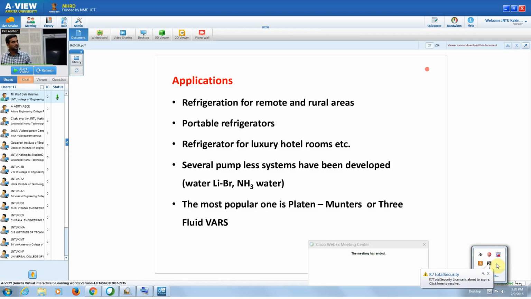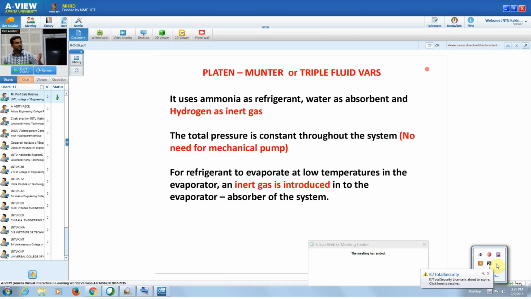The most popular one is the Platen Munters system, also called the three fluid vapor absorption refrigeration system. It uses ammonia as refrigerant and water as absorbent. Ammonia will convert into vapor form once it goes into the absorber, as you have previously seen. A similar type of arrangement is done here. Ammonia acts as a refrigerant and water acts as an absorbent. And there is one more fluid, hydrogen, which is an inert gas. This is the third fluid.